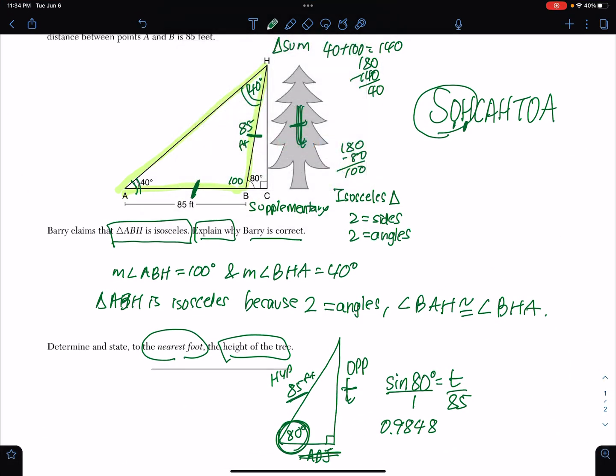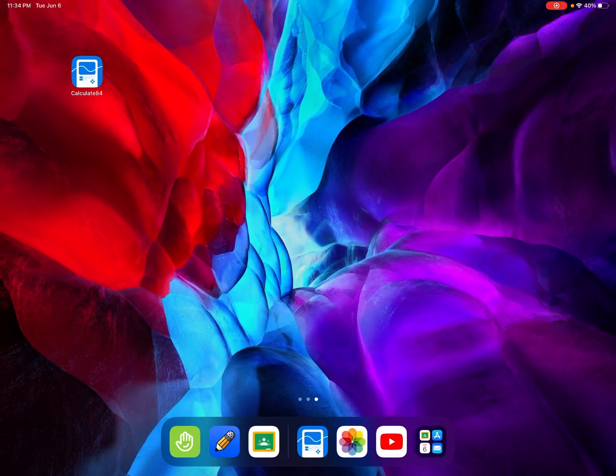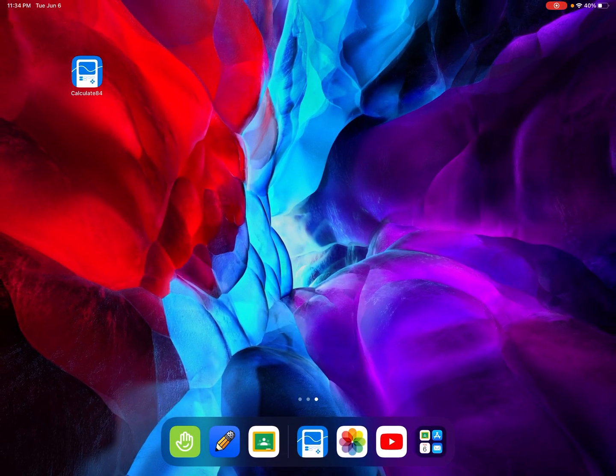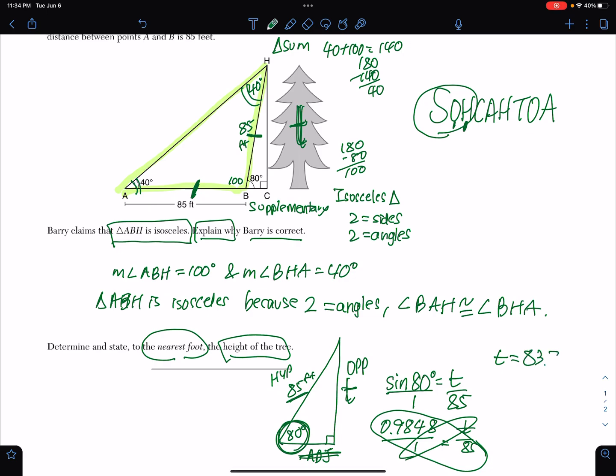So then sine 80 over 1 equals T over 85. Now we cross multiply. 1 times T is T, and then 0.9848 times 85. And when I put that in a calculator, I got 83.7086, and the question told us to round to the nearest foot, which means the whole number. So the tree is 84 feet tall.